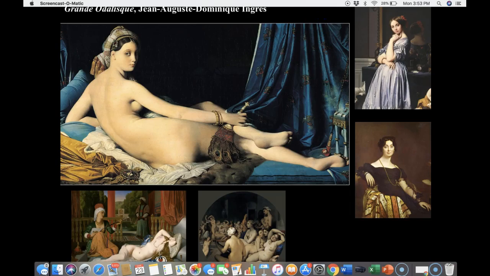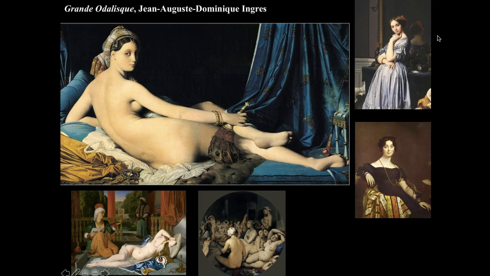Okay, you guys, this is number 107, La Grande Odalesque. It's one of the first of the Romanticism paintings that we're going to study, and it is painted by Jean-Auguste-Dominique Ingres from 1814. It is oil on canvas, and it is currently in the Louvre. The artist's last name is pronounced Ong, like O-N-G.